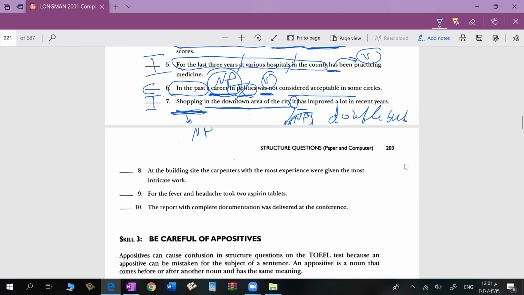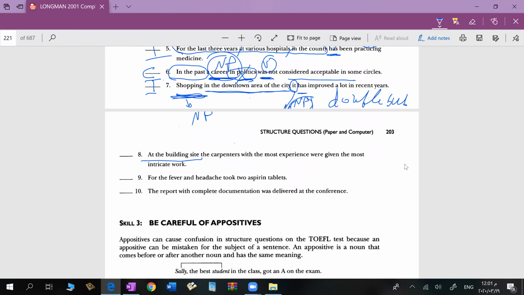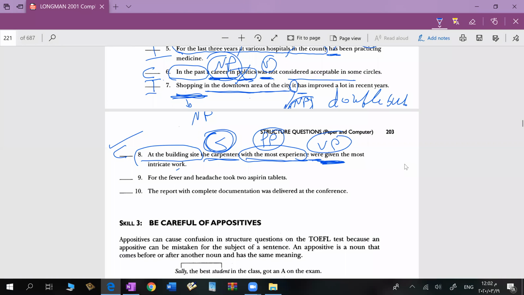At the building site, prepositional phrase, the carpenters, subject, with the most experience, prepositional phrase, were given, verb phrase. So we have here a subject, a noun phrase here, and a verb phrase here. So this sentence is correct. At the building site, the carpenters with the most experience were given the most. Okay, so this sentence is correct.